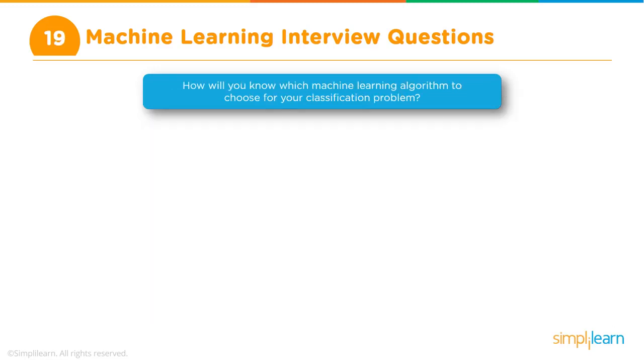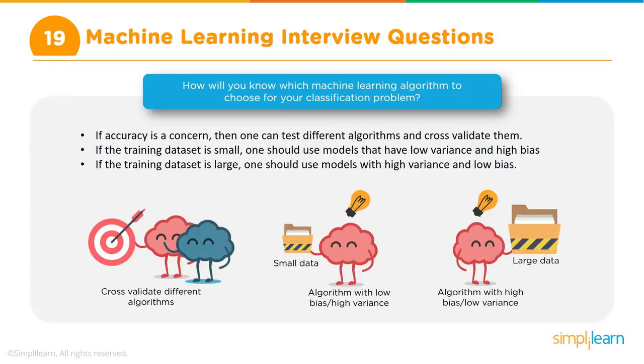Now, this is another question which is again somewhat similar, but here the size is not coming into picture. So the question is, how will you know which machine learning algorithm to choose for your classification problem? Now, this is not only a classification problem, it could be a regression problem. I would like to generalize this question. So if somebody asks you, how will you know which algorithm to use? The simple answer is, there is no way you can decide exactly that this is the algorithm I'm going to use. In a variety of situations, there are some guidelines.